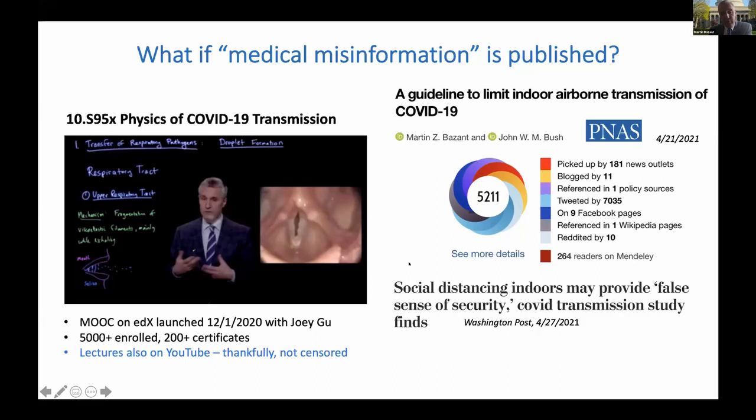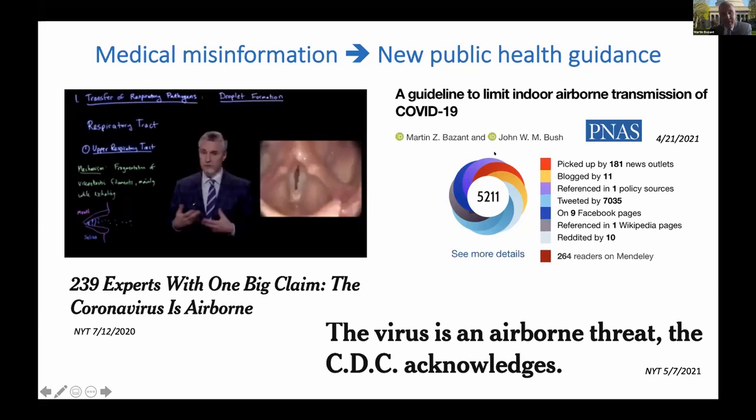And one example of the coverage is, you know, social distancing may provide a false sense of security, which was in April, shortly after the publication. And then finally, I would say that we arrived at new public health guidance through a process by which what would be defined as medical misinformation was debated openly, in some channels, for about a year and a half, actually.